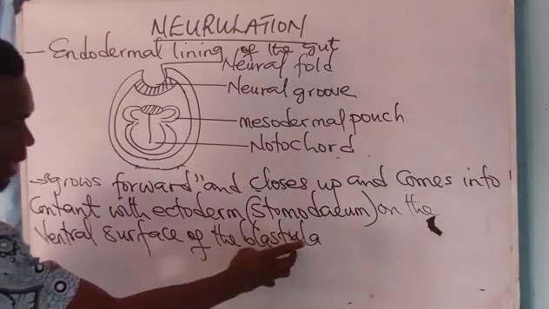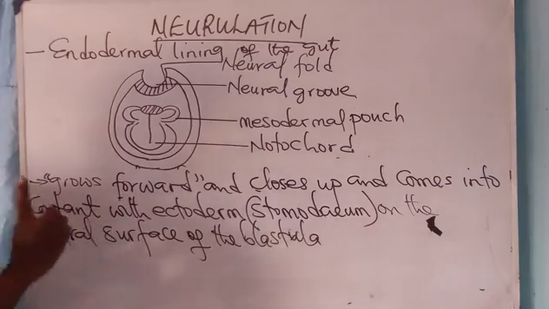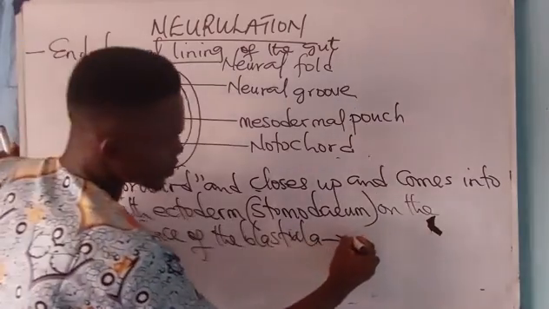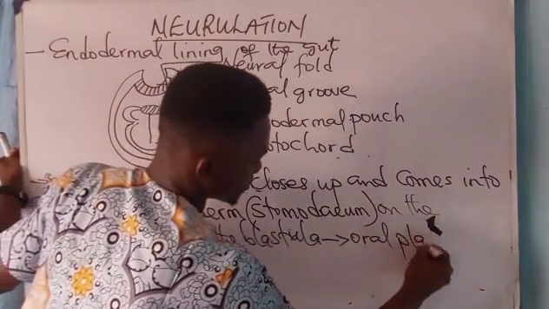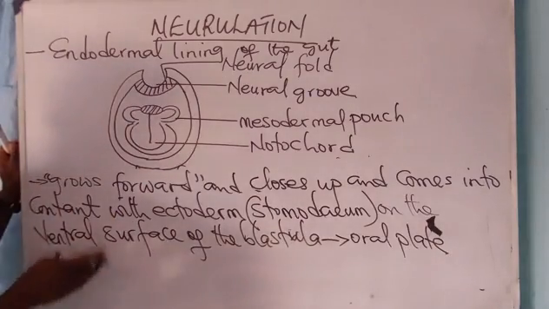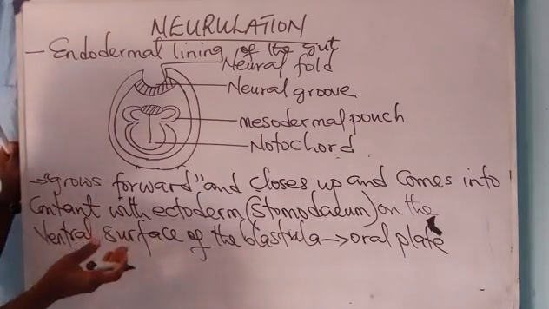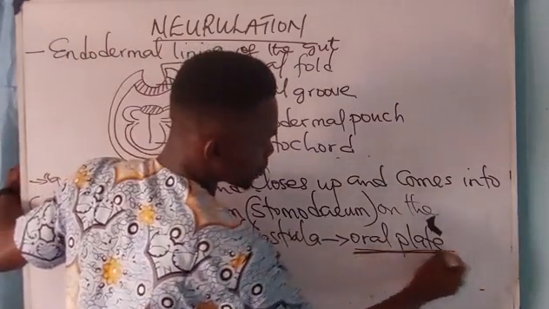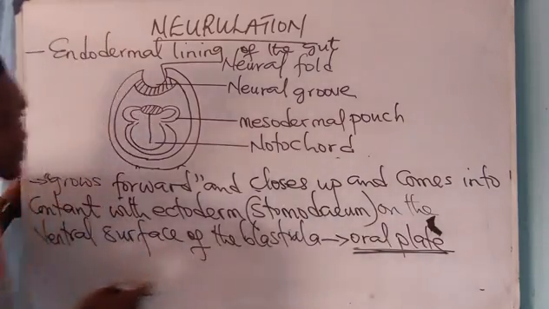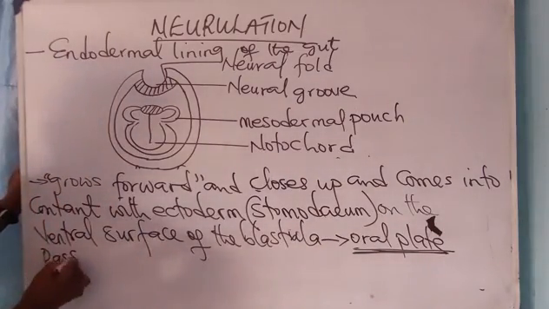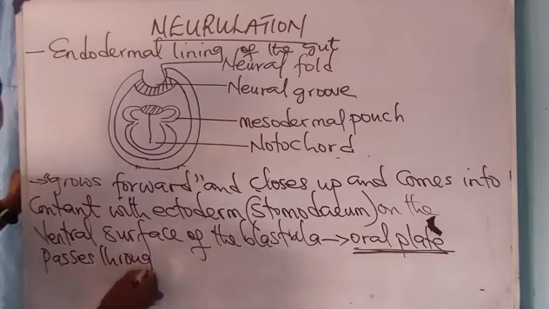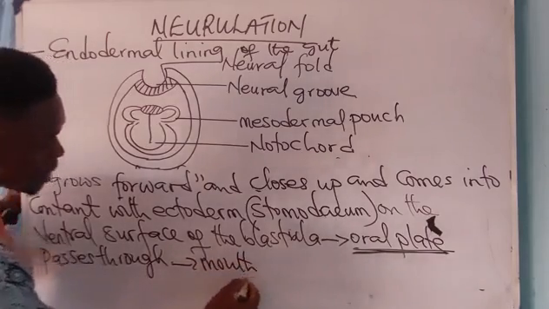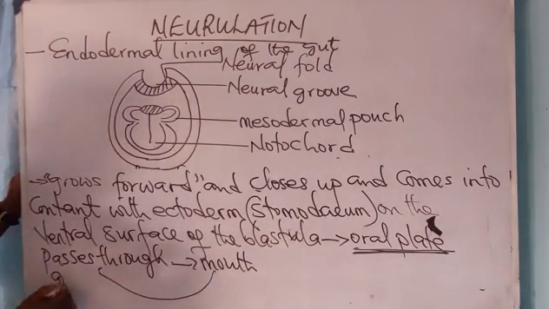Now as it grows forward, the end product forms the oral plate, which means as long as it grows forward, by the interaction with the ectoderm, it produces what is called the oral plate. Now this oral plate forms the mouth by passing through the gut.